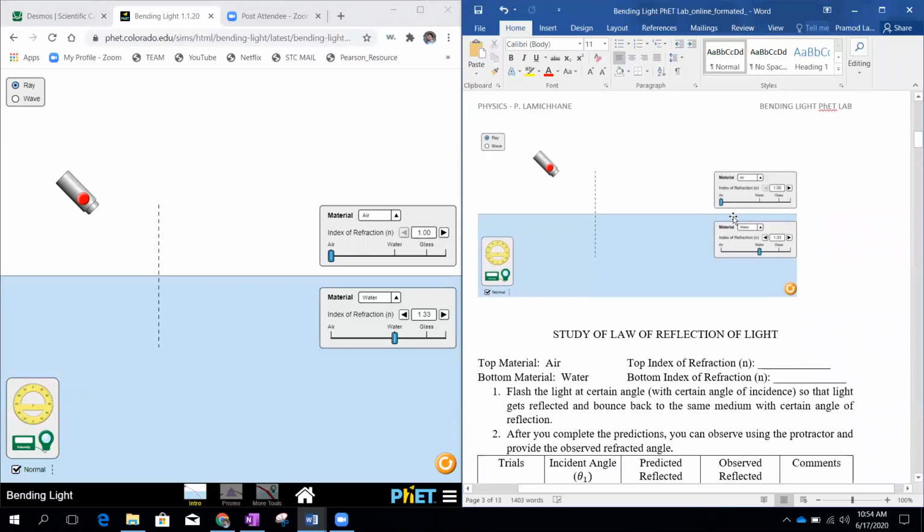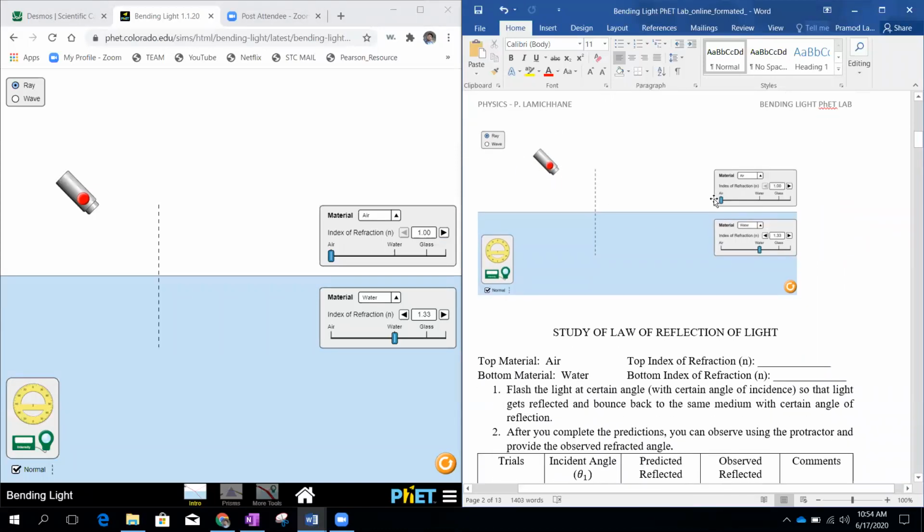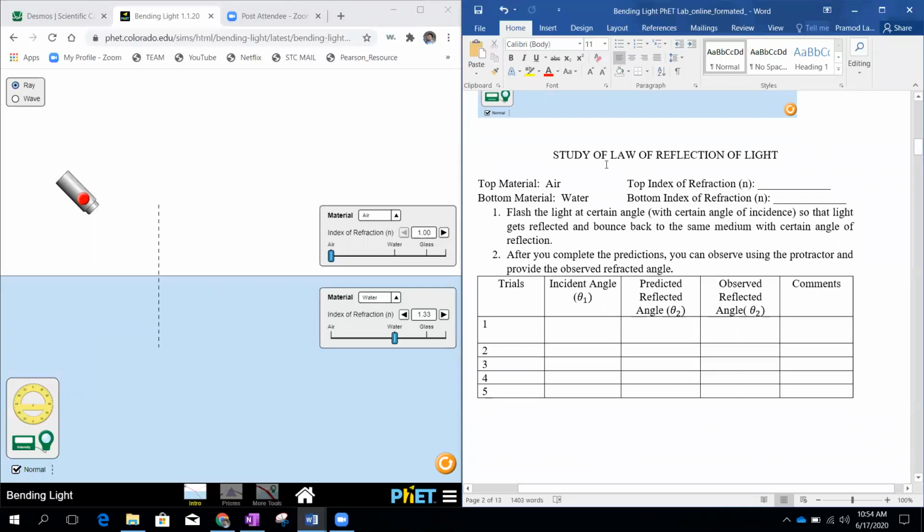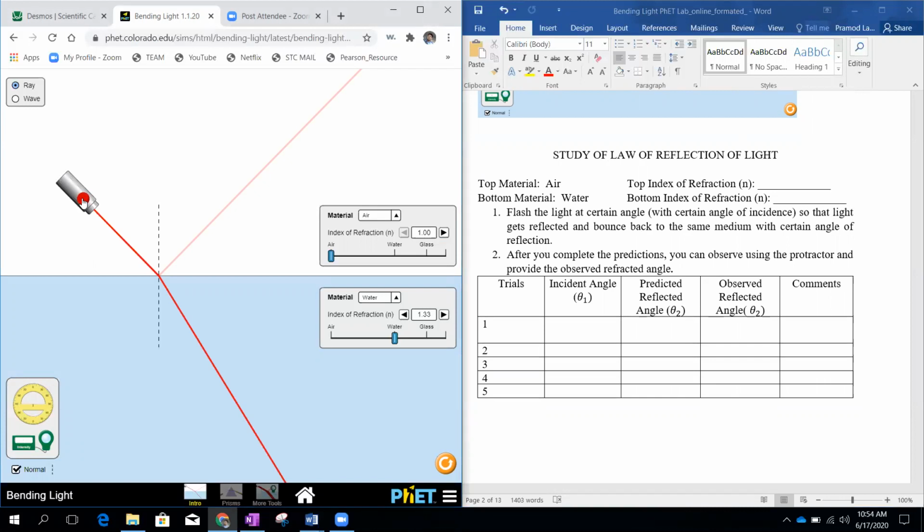Our lab manual. Here you are asked to draw the picture. The first thing is the reflection of light. You turn on the light, and this is the incident ray, this is the reflected ray, and this is the refracted ray. Right now we don't worry about refraction, just the reflection. You bring the protractor and measure the angle. This is the angle of incidence, and this is the angle of reflection, and you're going to check whether they are equal or not, as stated by the law of reflection of light.